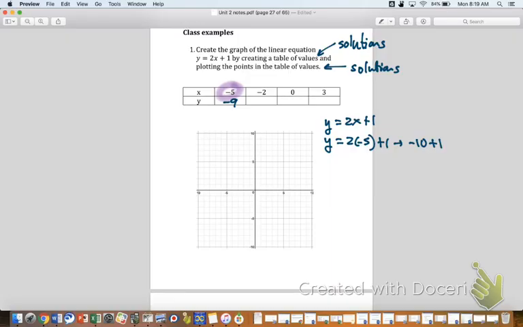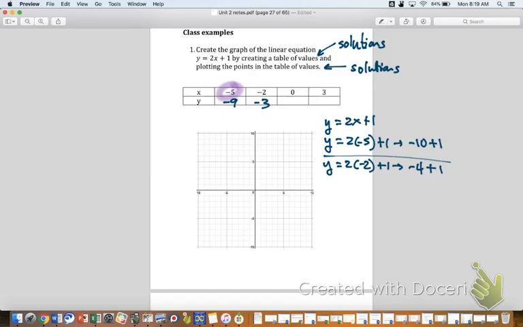Okay, so then the next one is negative 2. This would be y equals 2 times negative 2 plus 1. Again, following order of operations, I get negative 4 plus 1. So that means when my input is negative 2, my output is? Negative 3. That's my second solution for this linear equation.